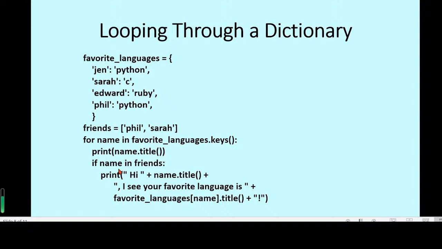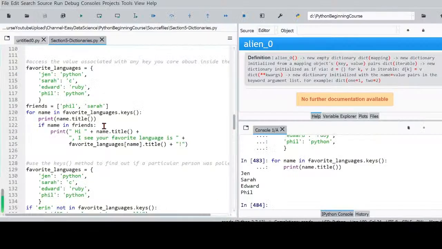Next, we write an if conditional test. So if this name is in friends, this list. So if one of these keys is in this list, then we will print another message: hi, the name in title form, and a message, I see your favorite language is, the favorite language's value, with the language in title form. So we show this.